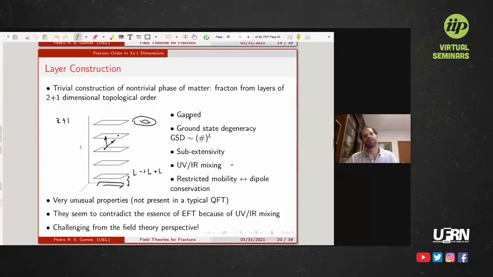So all these properties are very unusual, and are not present in a typical quantum field theory. They seem to contradict the essence of effective field theories because of the UV-IR mixing, and this is challenging from the field theory perspective. Okay, so the next point is to try to understand these properties arising in a non-trivial model.